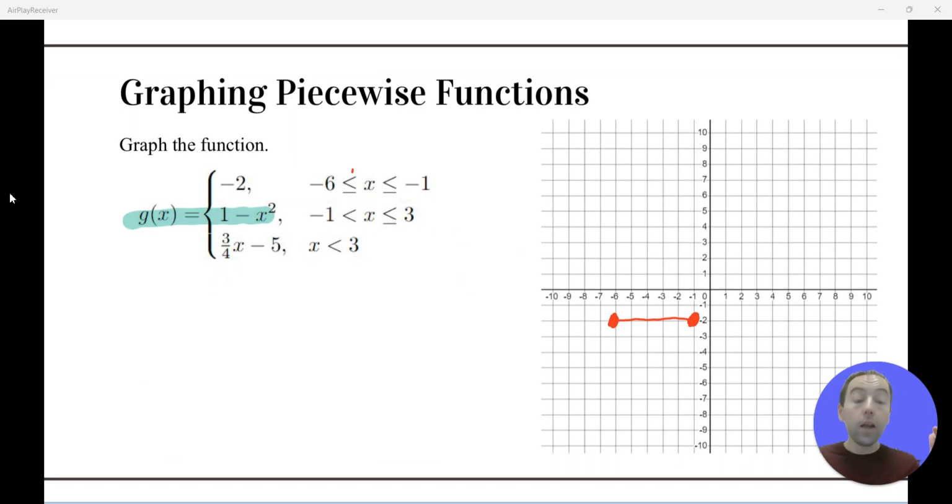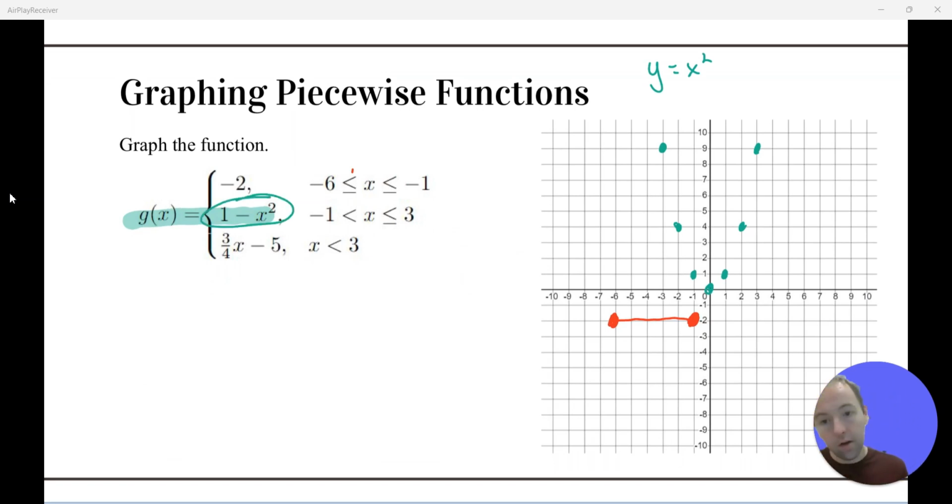The second piece of our graph right here is going to be g of x equals 1 minus x squared. Now, when it's x squared, you know that it's going to be a parabola, right? So if you were graphing just y equals x squared, you know that it's going to be centered at 0, 0. And then 1 squared is 1, 2 squared is 4, 3 squared is 9, and also -1 squared is 1, -2 squared is 4, -3 squared is 9, etc., right?